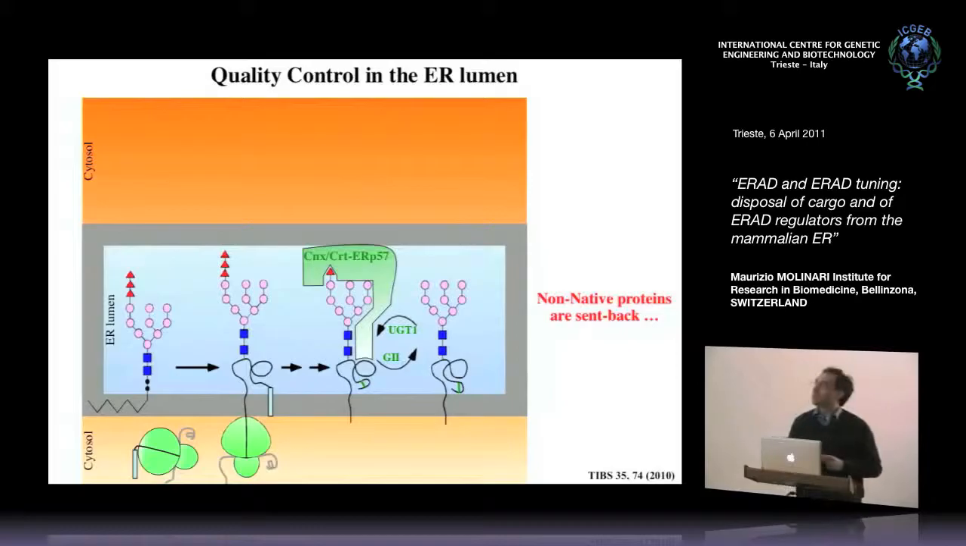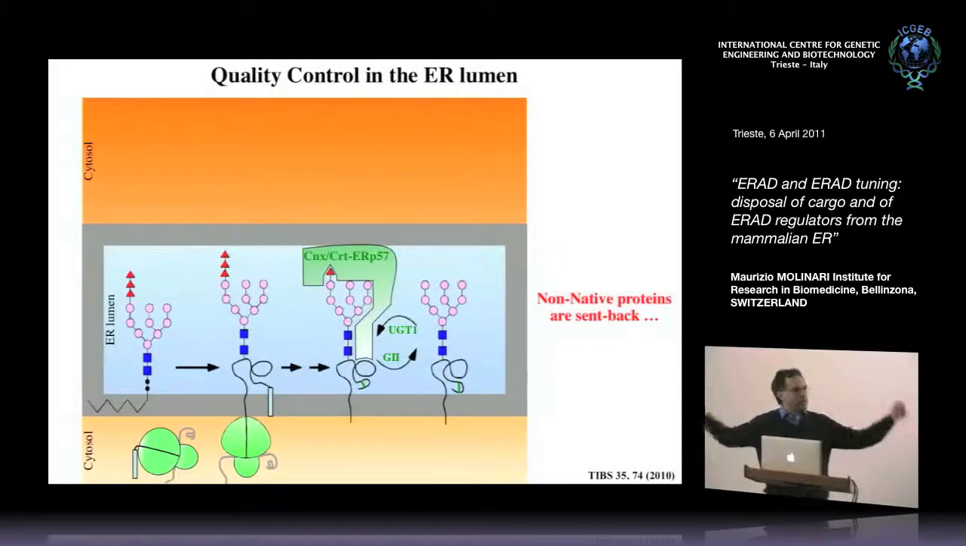Not always, when a protein is released from the chaperone system, it is native. In some cases, the folding has not been completed. And there is a quality control sensor, a protein called UGT1. This UGT1 scans the structure of the polypeptide chain. And if it thinks that the structure is not correct, then this enzyme puts back a glucose here. And if you put back a glucose, you have a signal that again recruits the folding machinery. So the folding machinery arrives again and starts again working on this protein.